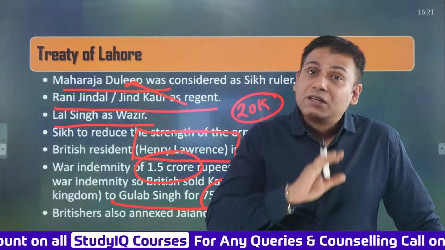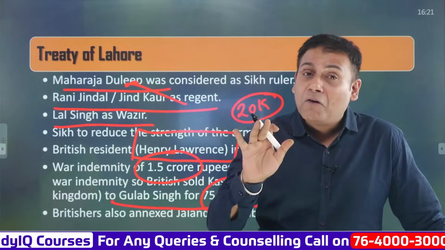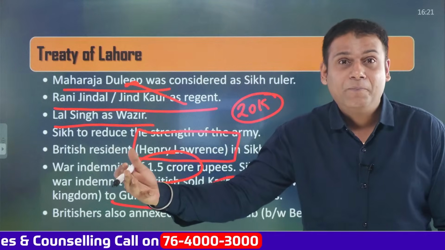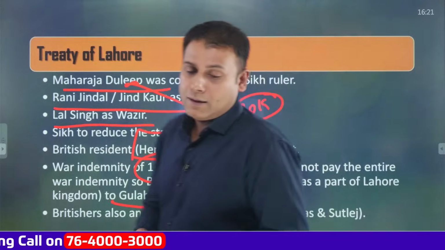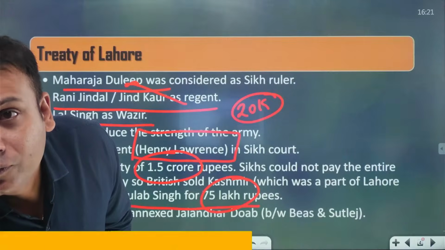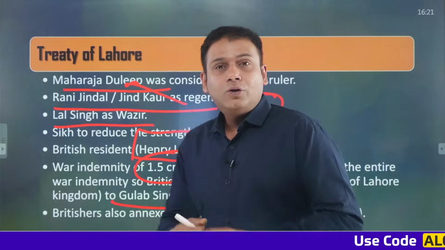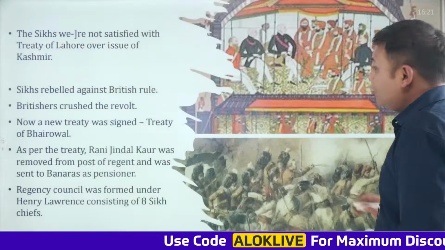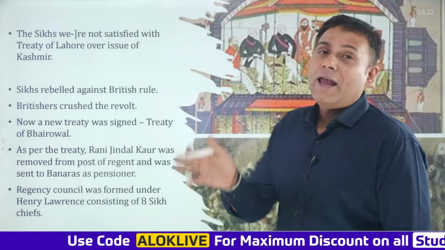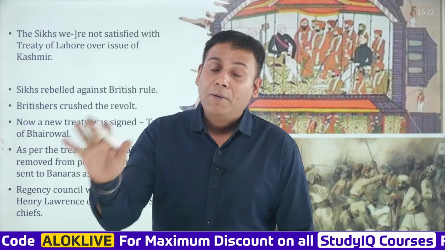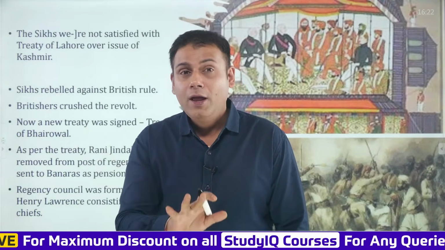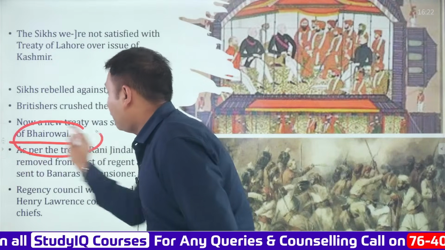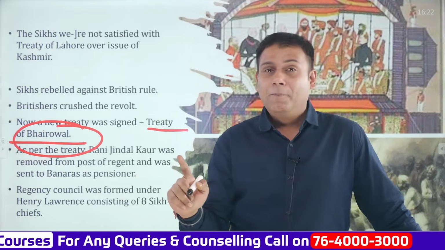So there were certain Sikh chiefs who, under the leadership of Maharani Jindal Kaur, again rebelled against the English East India Company. And the Company crushed the rebellion of the Sikh chiefs. Okay, and in December 1846, another important treaty was signed, which is referred to as the Treaty of Bhairovwal.